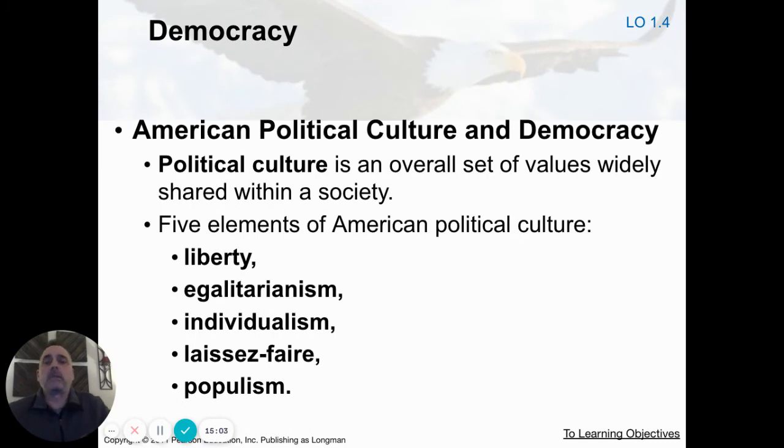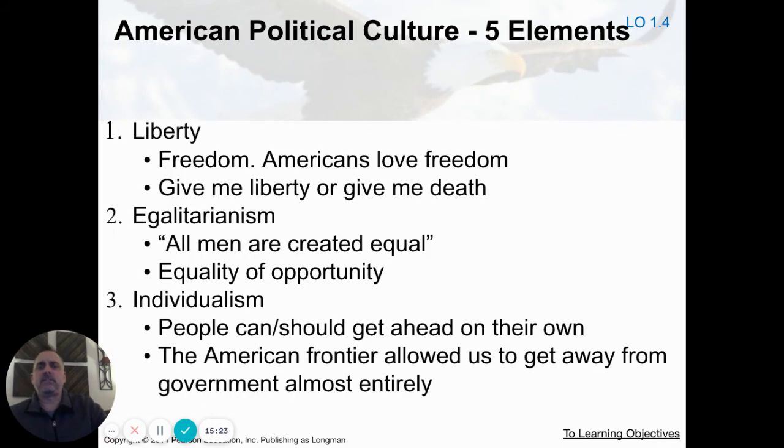All right. The political culture in the United States. This is our overall set of values. This is what we believe to be absolutely necessary, and this is just part of our core political culture. We got liberty, which is freedom, egalitarianism, individualism, laissez-faire, and populism. Let's take a look at each one of them.